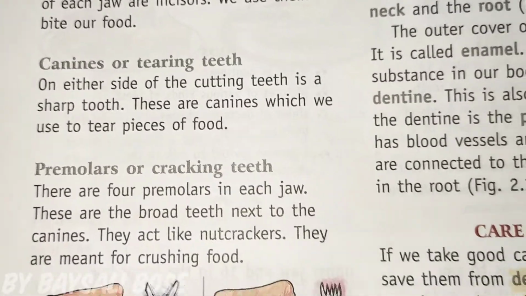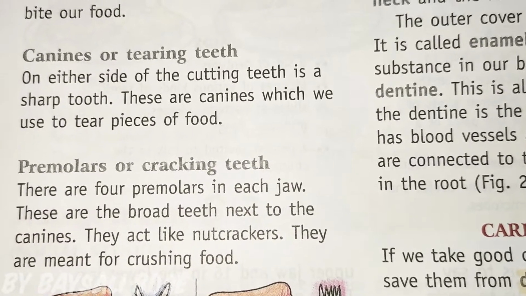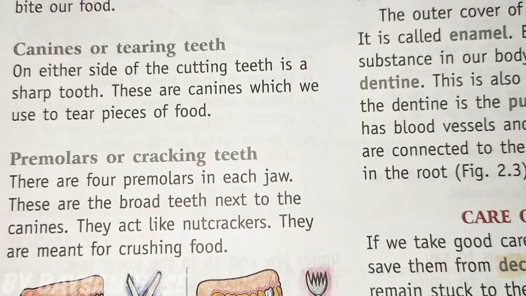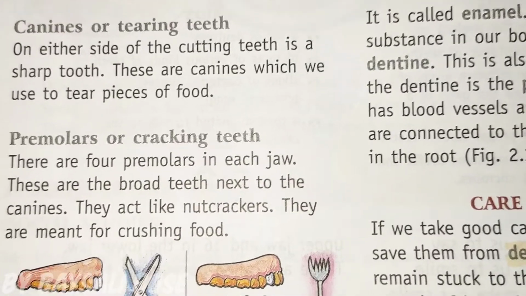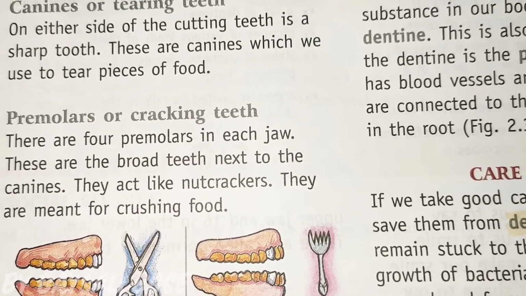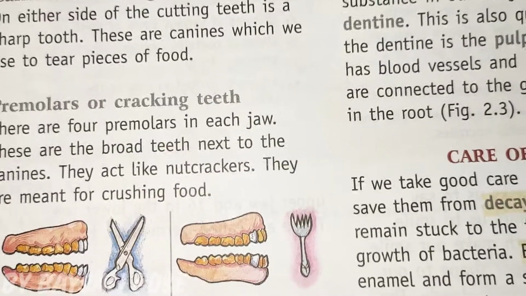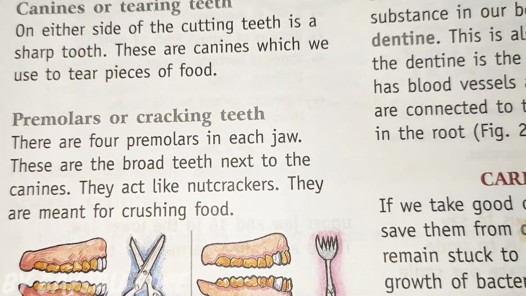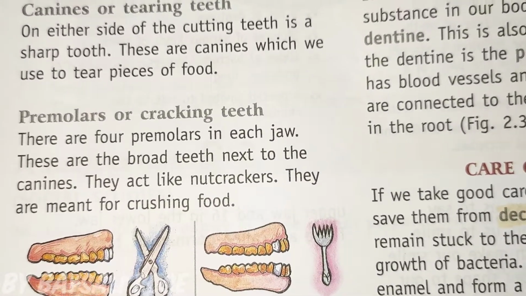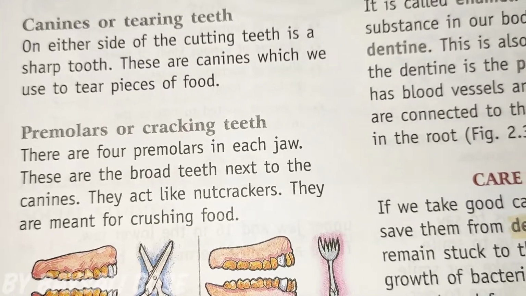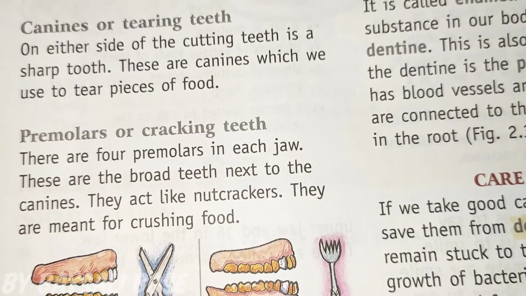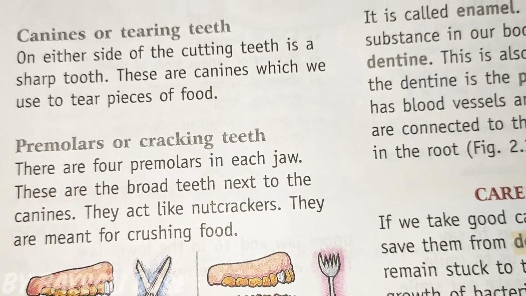Next come the premolars, or cracking teeth. There are 4 premolars in each jaw. So in each jaw, how many premolars are there? There are 4 premolars. These are broad teeth next to the canines. They act like nutcrackers. These premolar teeth are beside whom? Beside canines. And they help to crush the food.